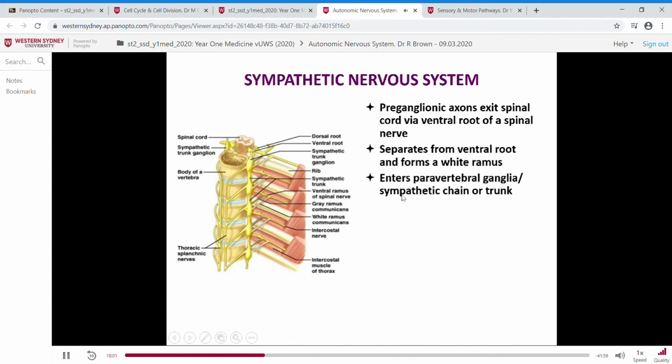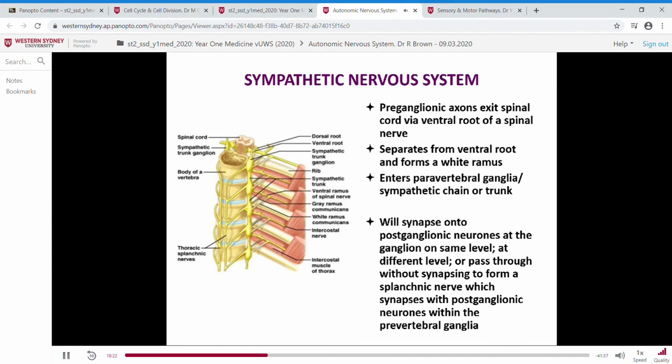It'll enter a paravertebral ganglia, which is this here, or a sympathetic chain or a sympathetic trunk. So there's a few different names given to this, okay? And it's called a chain because they're connected to one another, basically, or a trunk, like a tree trunk. And it'll do one of three things once it enters this trunk here.